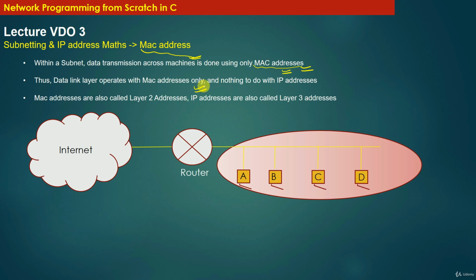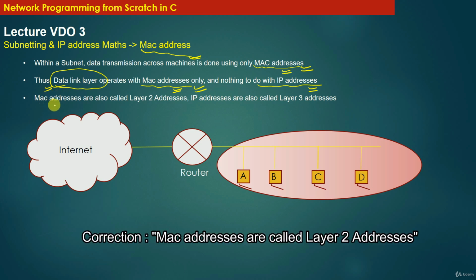Remember that whenever the communicating machines are present in the same subnet, only the data link layer of the TCP/IP stack is responsible for data delivery from the source machine to the destination machine. And only MAC addresses are used for this data delivery. IP addresses hardly play any role in L2 routing. IP addresses are not used for data delivery between communicating machines present in the same subnet.